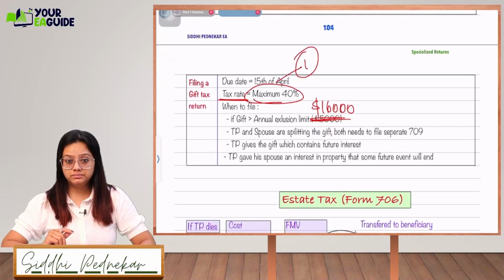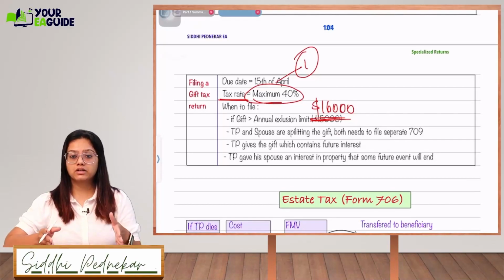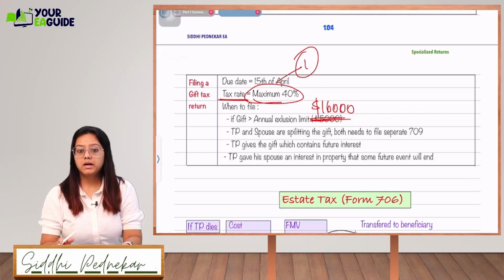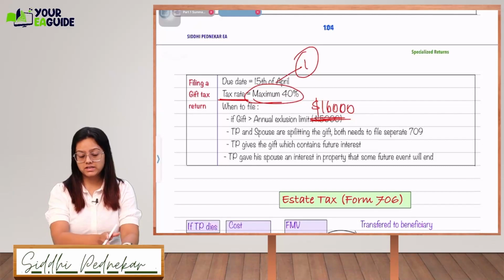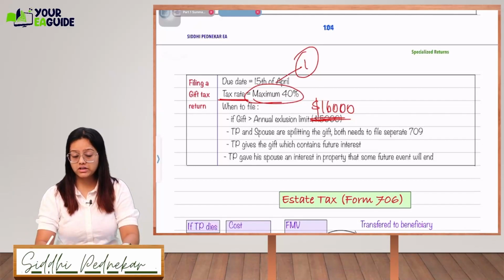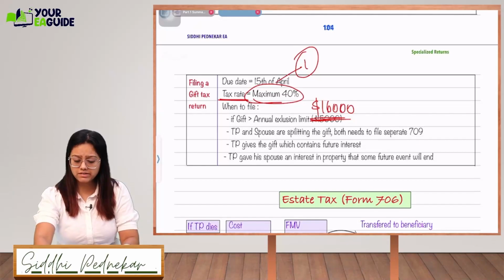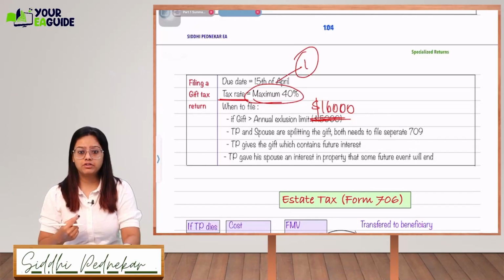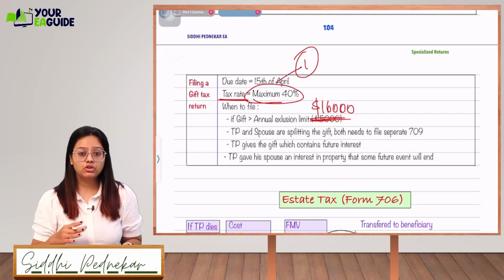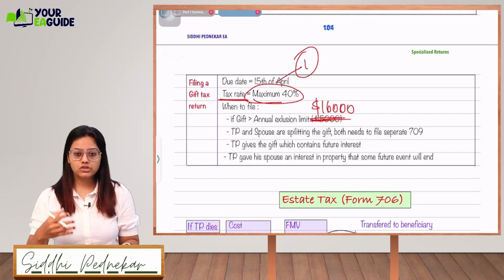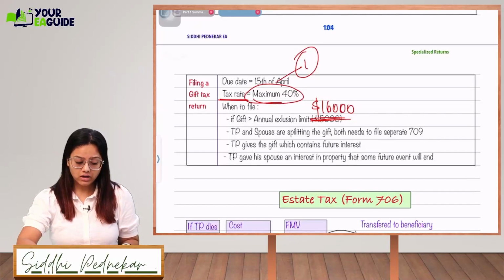Okay, if the taxpayer and spouse are splitting the gift, let's say 20,000 is the total gift given by the taxpayer, but now they want to split the gift, which means 16,000 will be taken as a deduction by the taxpayer and 4,000 will be taken as an annual exclusion by the spouse. So both will have to file separate gift tax returns, Form 709. Then, if the taxpayer gives a gift which contains a future interest, even though the 16,000 exclusion will not be applicable over here, you will still have to file this return, that is the gift tax return.